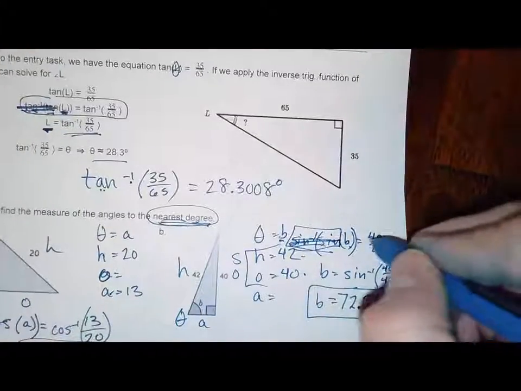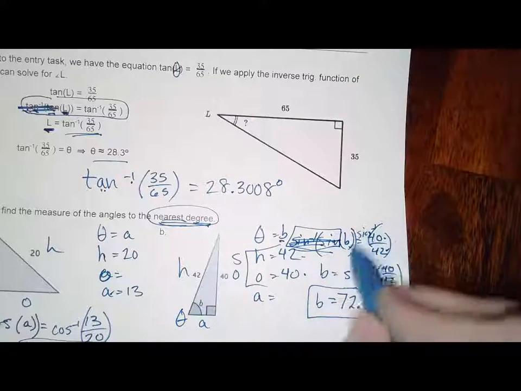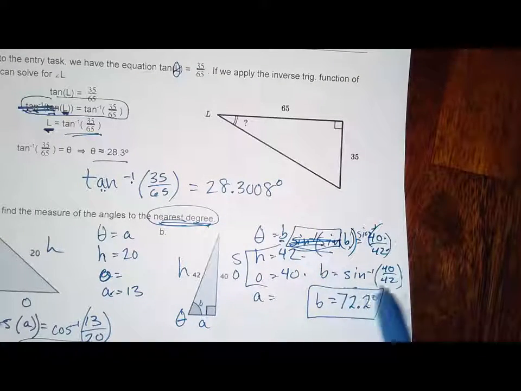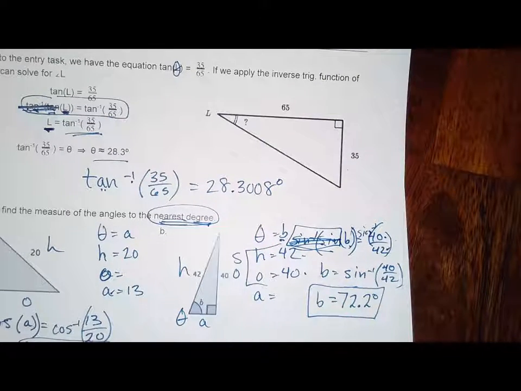Oh, do the other side. This way I wrote it is just garbage. So I tried to clean it up this way. Plug it in the calculator, 72.2. Remember, you're in degree mode.